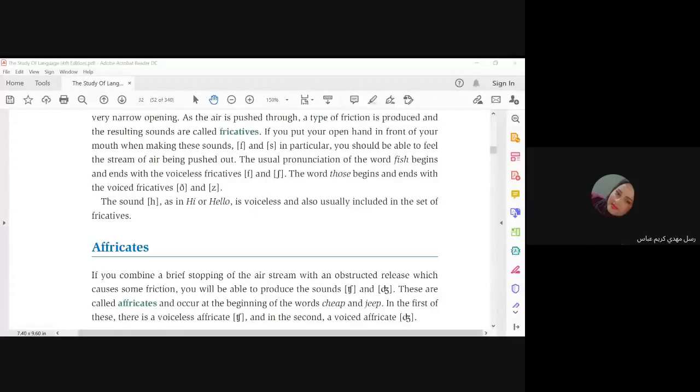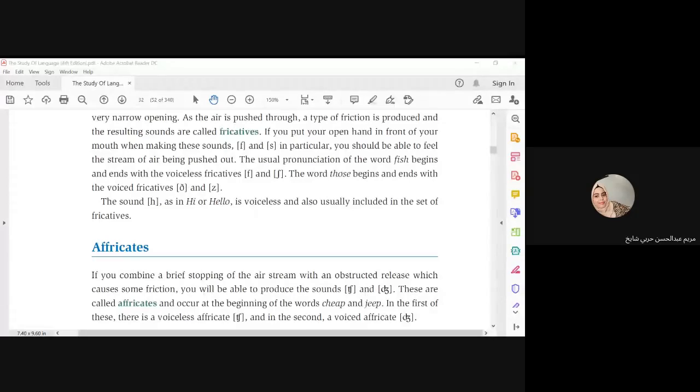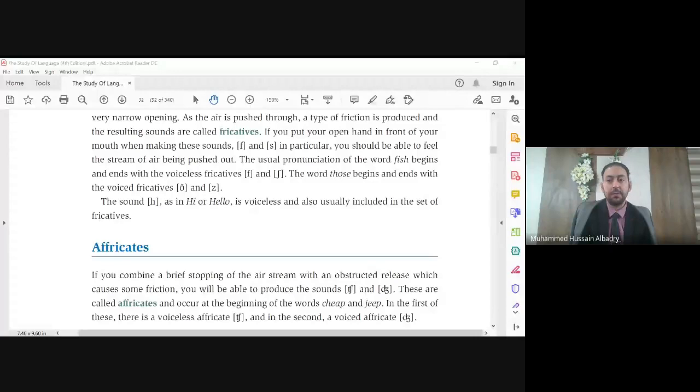Produced by stopping the air flow, then releasing it through a narrow opening. Okay, thank you so much. Yes, who else? Mariam Abdul Hassan. Yes, the air stops at some point in the oral cavity, and then it is released with friction. Good. Wissam, the same. Do you want to add, Wissam?